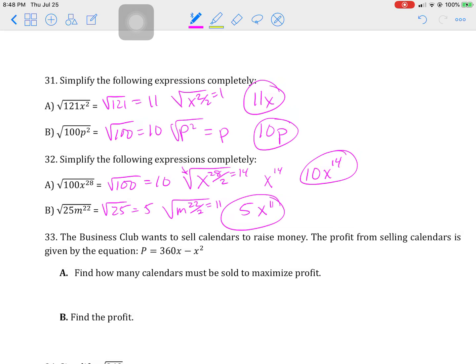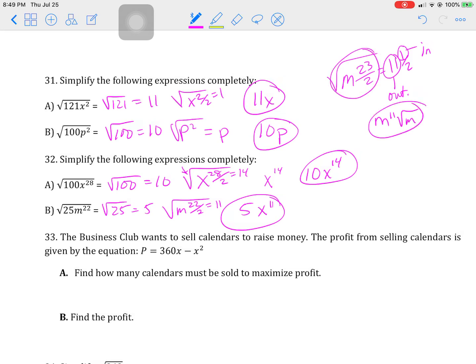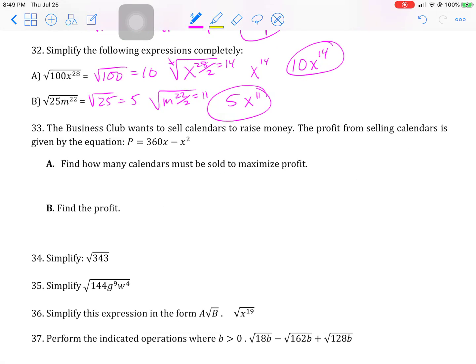I don't see an example. Let's say it was m to the 23, square root. 2 into there is 11 plus 1 extra. The way I do this is 11 comes out from underneath the radical and 1 stays in underneath the radical. Okay, so this one would be m to the 11th square root of m if it had said this one here. Okay. Let me keep going down here for a second.